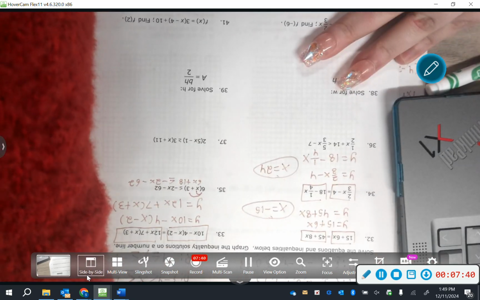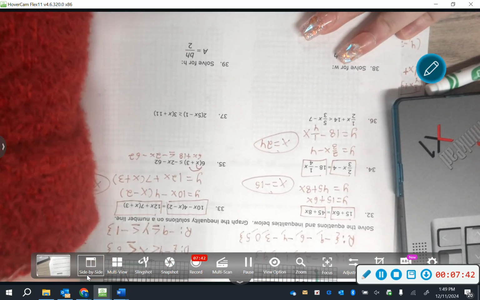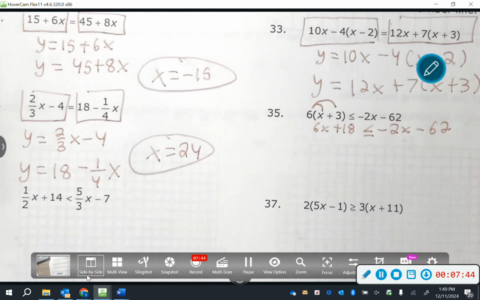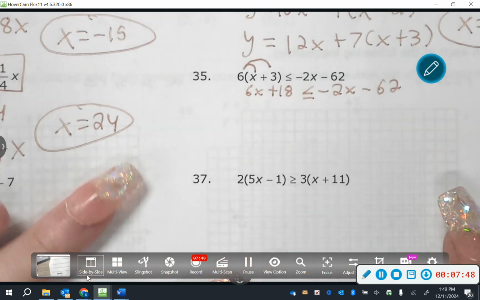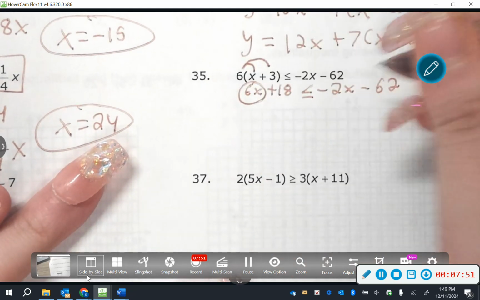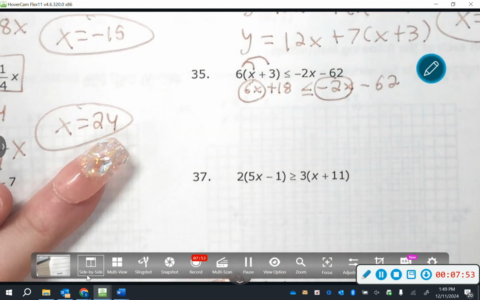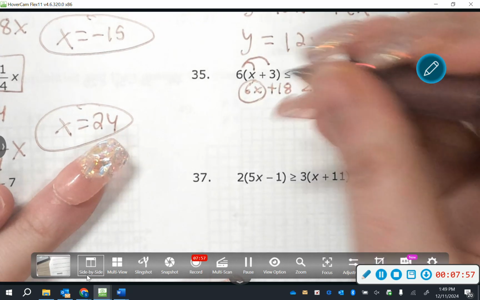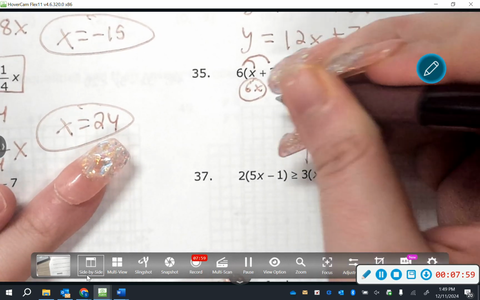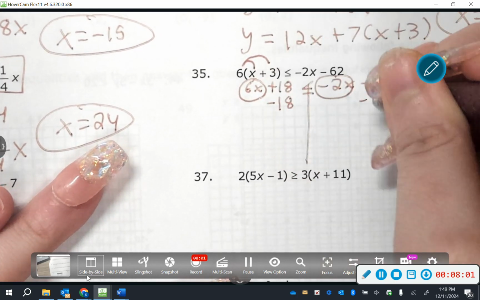So if we have an inequality, we're going to, whoa, I just flipped the whole thing. I meant to zoom in. We're going to solve it by hand. Okay. Now that I've done that, we circle our x and do opposite operation. If I want to get this x by itself, what's the opposite of plus 18? Minus 18. So minus 18 to both sides.